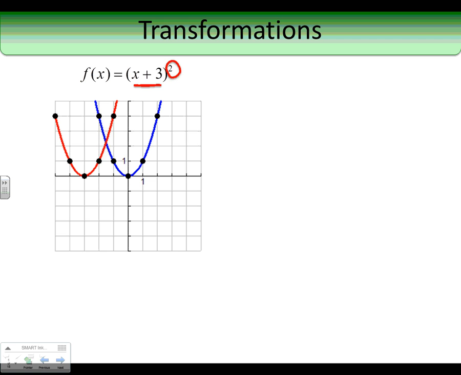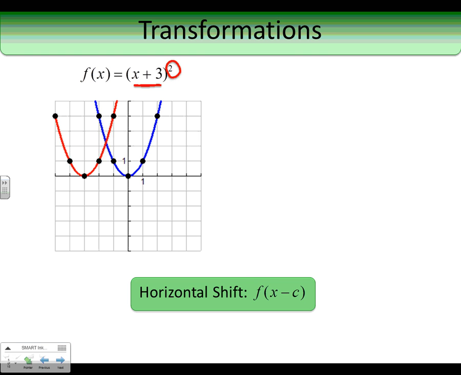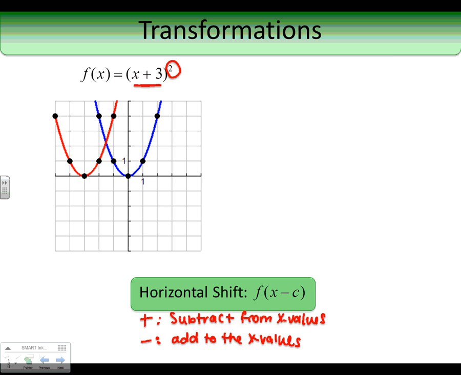So when it's on the inside, and we talked about this a little bit on Monday, when it's on the inside of the function, it moves opposite of what you see. So that horizontal shift, we're moving either left or right. So if you see a plus, that means we're going to subtract from the x values. And if you see a subtraction, that means you're going to add to the x values. So when it's inside the function like that, you're doing the opposite.